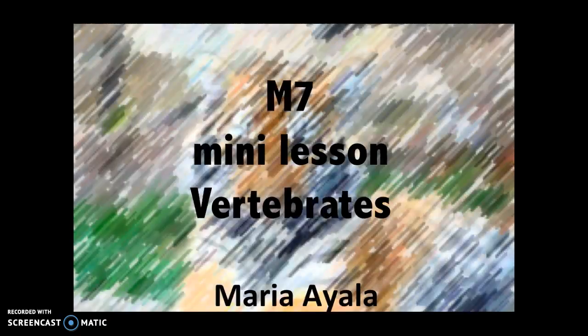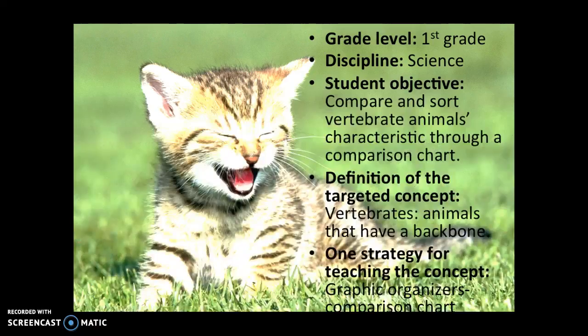Hi there. So for the module 7 mini lesson, I've chosen to work on the topic of vertebrates. I'm going to be working with first grade students on science, and the goal is for students to compare and sort vertebrate animal characteristics through a comparison chart. So the concept would be vertebrates, and those are animals that have a backbone. And the strategy would be teaching through graphic organizers and comparison charts.